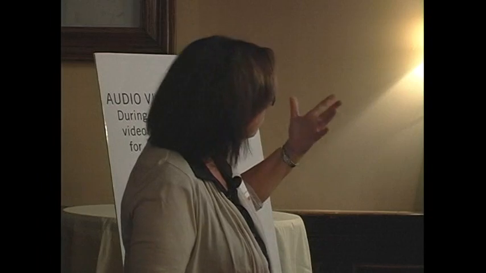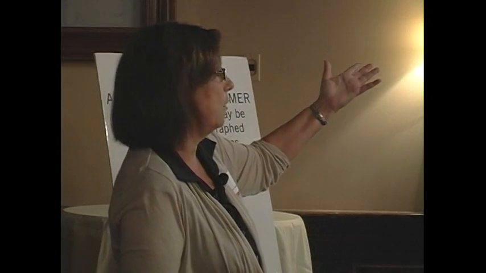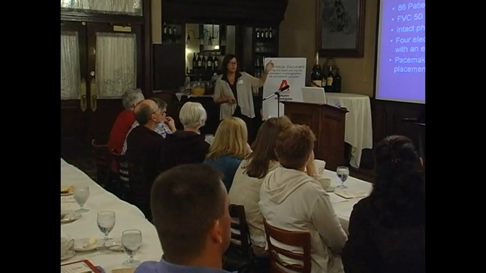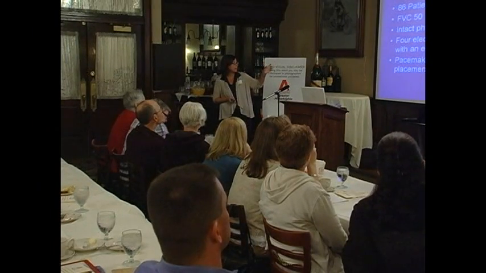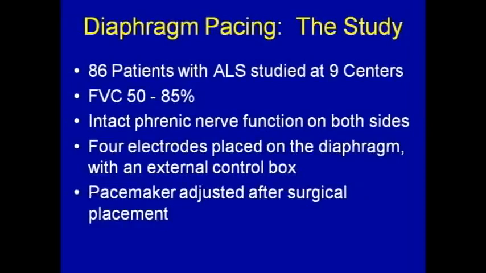So I think as he sifted out the patients for whom this was helpful, this was the group: people whose vital capacities were between 50 and 85%. You're thinking 85%, that's normal, but this is the group for whom it was helpful. The phrenic nerve had to be intact on both sides, and there had to be evidence that the diaphragm worked bilaterally. And then, as I said, there were 4 electrodes placed on the diaphragm, 2 on each side.